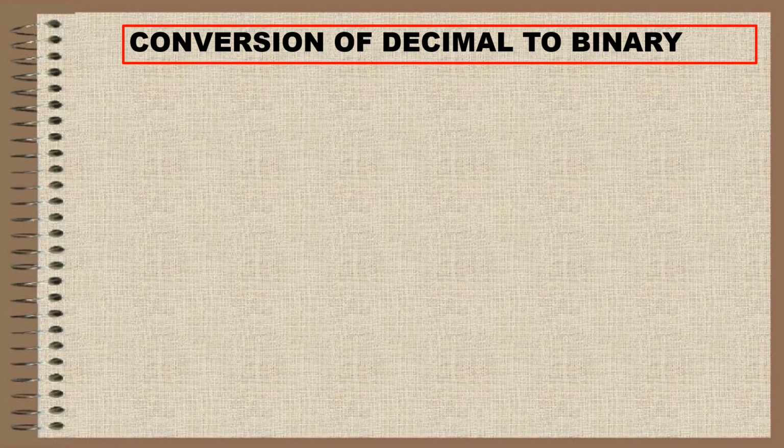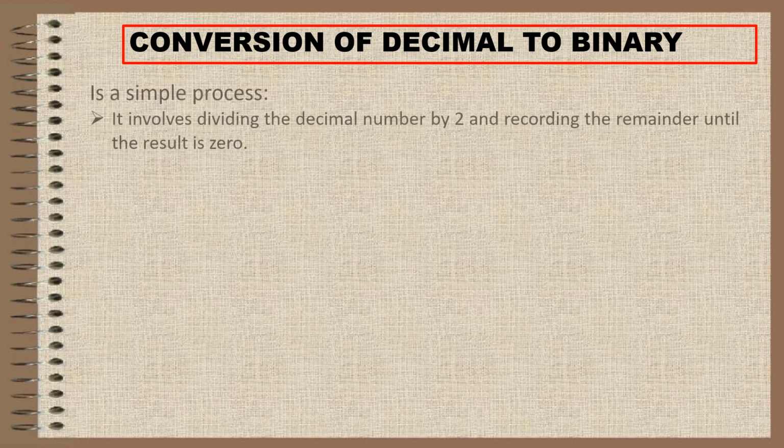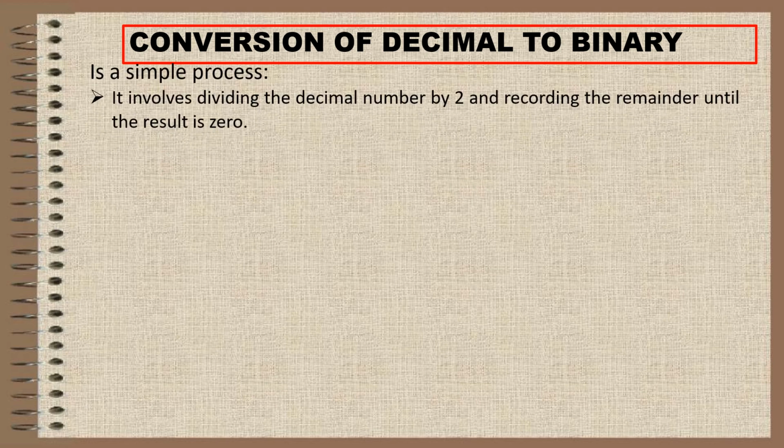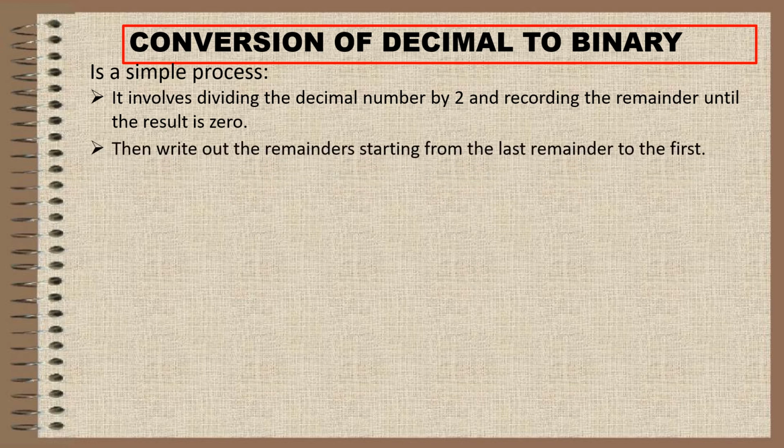Now that we have reviewed the base-10 and base-2 number systems, we now proceed to the conversion of decimal to binary. This is a simple process. Pointer number 1: it involves dividing the decimal number by 2 and recording the remainder until the result is 0. After we do this, pointer number 2 states that we then write out the remainders starting from the last remainder to the first. Let us discuss one example.